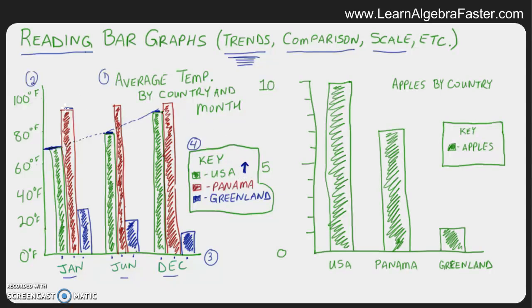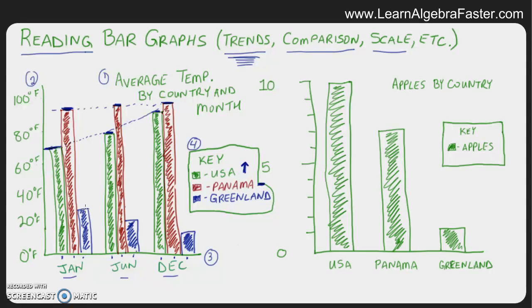So now let's look at Panama and see if we can find a trend here. Well, in January, it's right about 90. In June, it's also right around 90. And in December, it's right around 90. So the trend here is that the average temperature stays about the same. So we would say it's kind of flat.